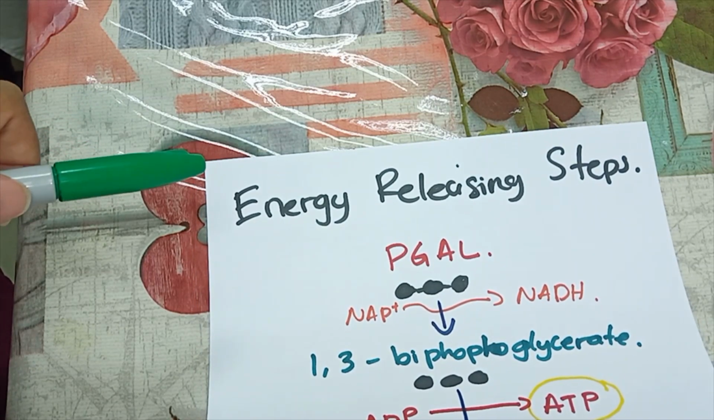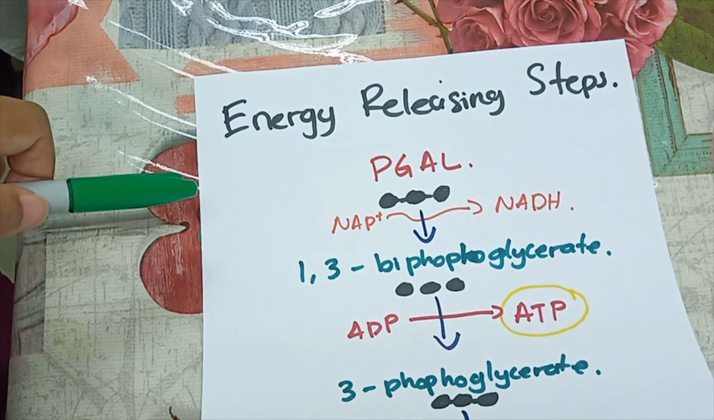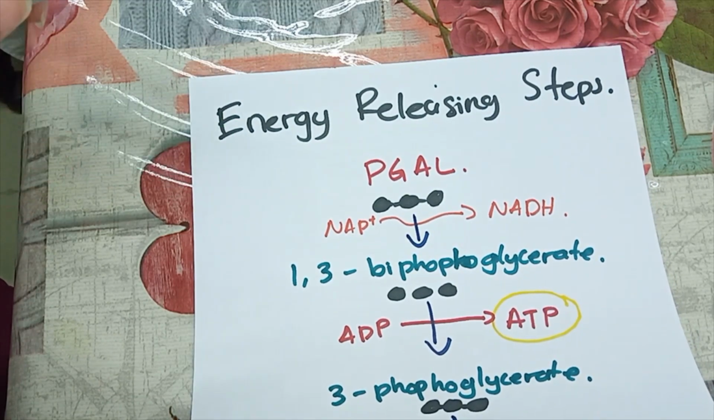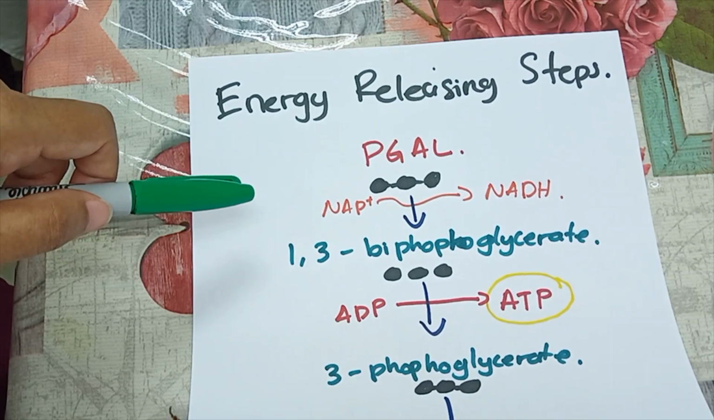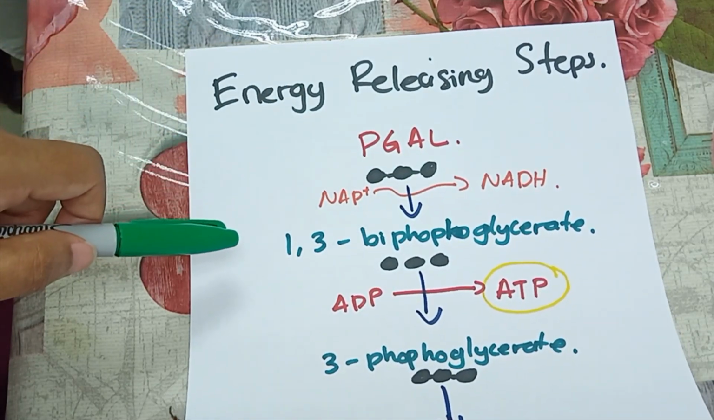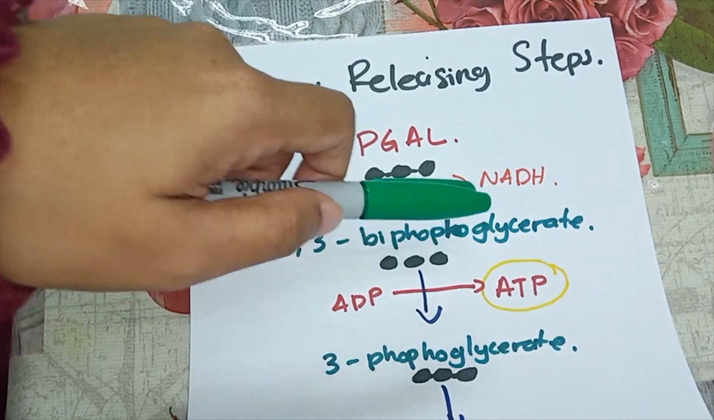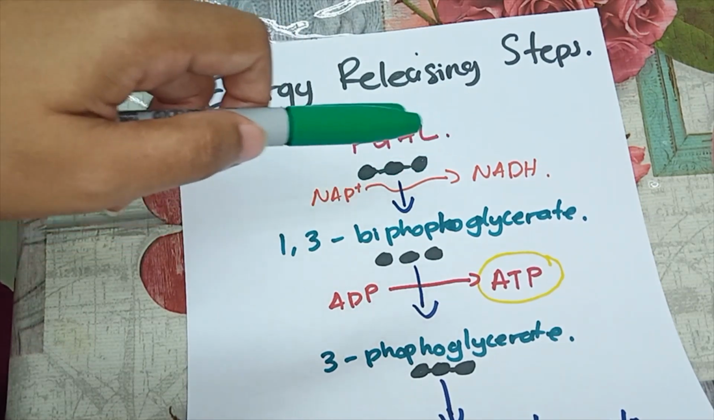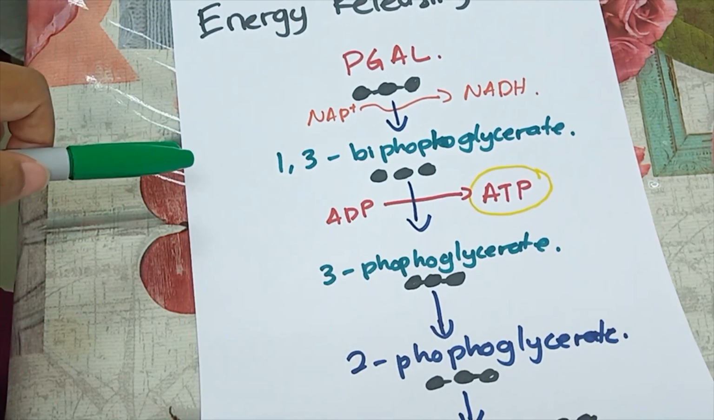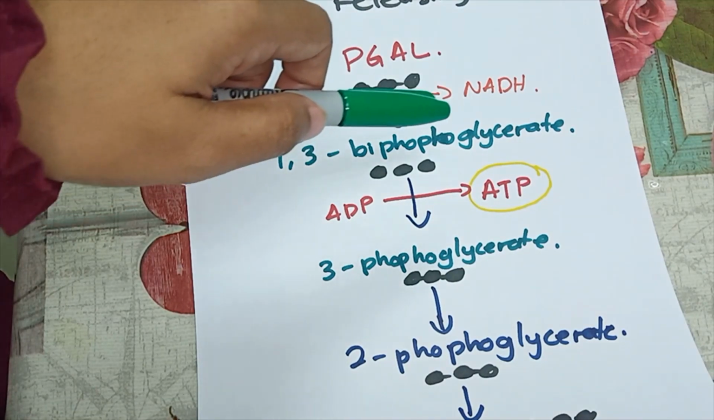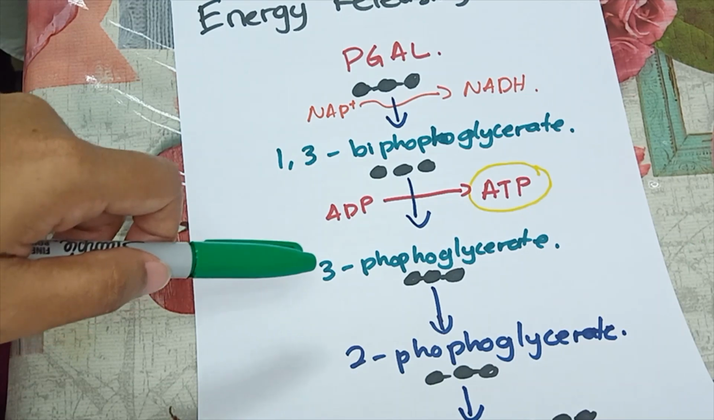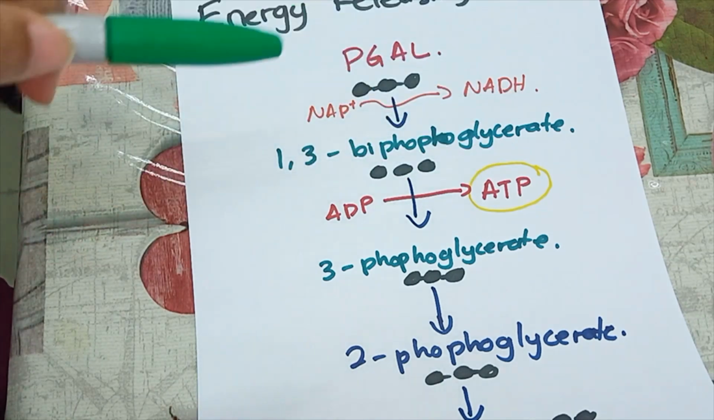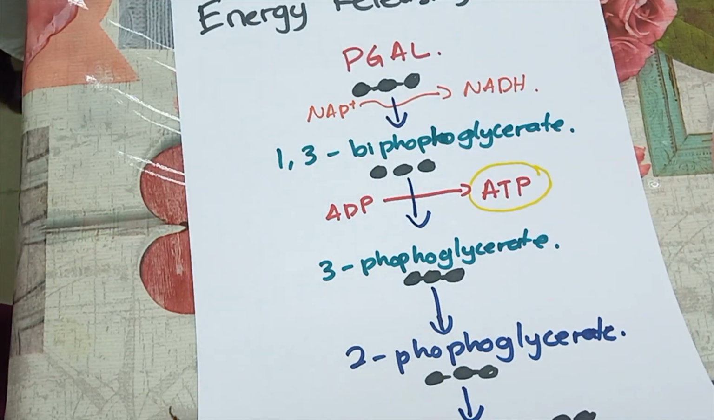For the energy releasing step in glycolysis, do you remember the product that we produced during the energy requiring step? Okay, good. There is PGAL. So this PGAL, which consists of 3 carbons, will be converted into 1,3-bisphosphoglycerate, also 3 carbons. But here, 1 NAD plus will be reduced to become NADH. Okay, next step, 1,3-bisphosphoglycerate will be converted into 3-phosphoglycerate, where 1 ADP will be phosphorylated to become ATP. Means here energy has been produced.